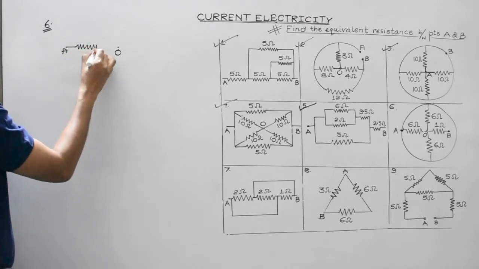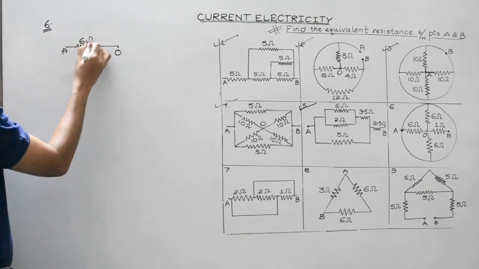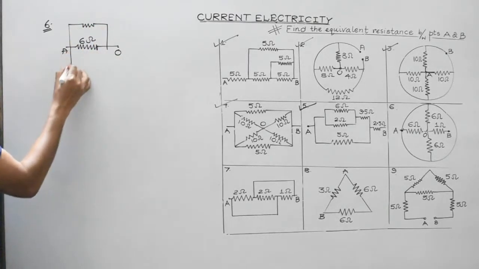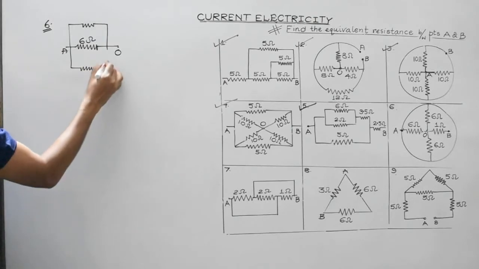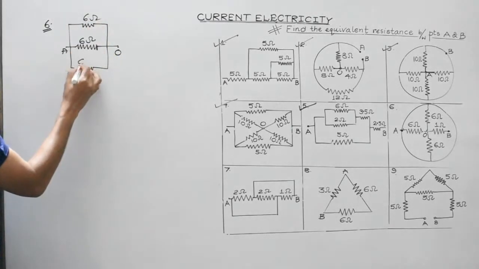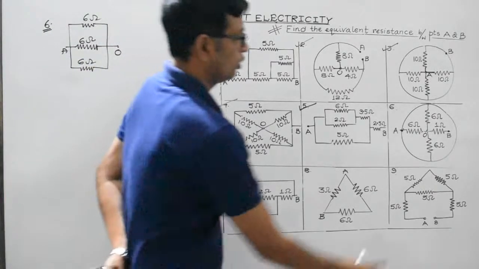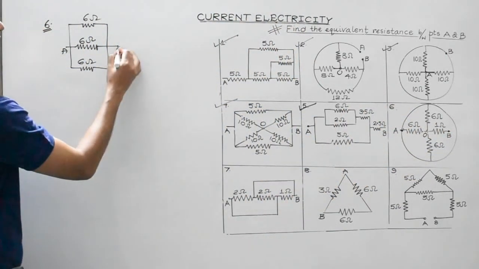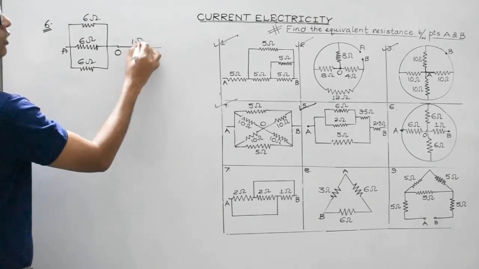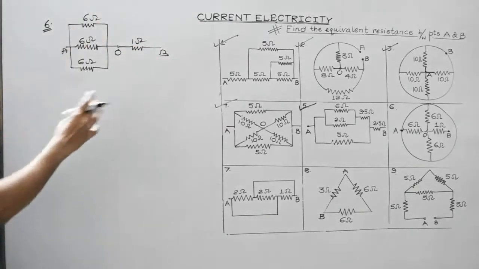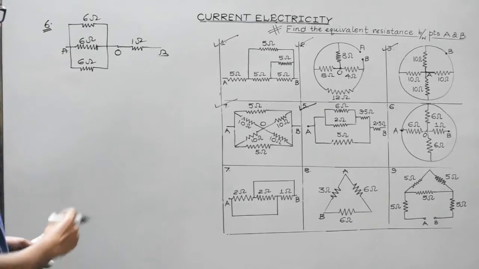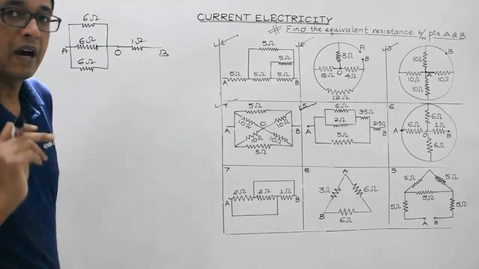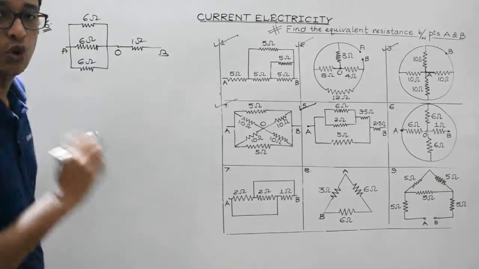So each of the 6 resistors having resistances of 6 ohm may be redrawn in this particular manner as they are connected in parallel. So this is 6 ohm, this is also 6 ohm. Now look, between point O and B, a resistor of resistance 1 ohm is given. So this is 1 ohm and this is point B. Now it becomes very simple. All the 3 resistors, each of resistance 6 ohm, are connected in parallel. So the equivalent would be 2 ohm.